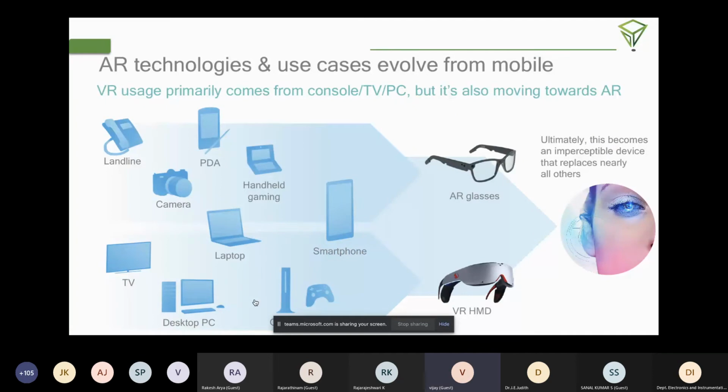At some point, you will get contact lenses. There's a lot of research, a lot of demos, a lot of prototypes already built, where you don't need to wear even glasses. The way you don't need to wear glasses, you can wear contact lenses, and that will give you an experience of AR.